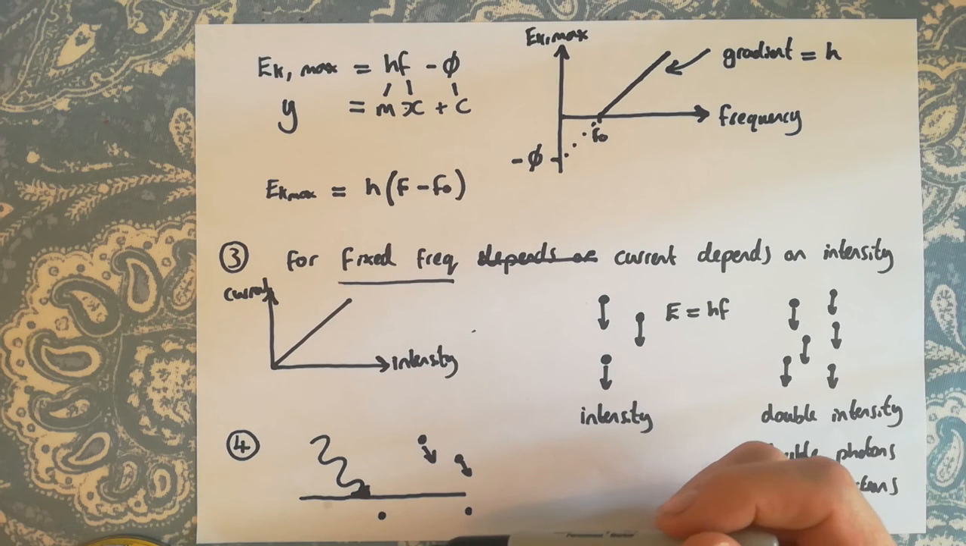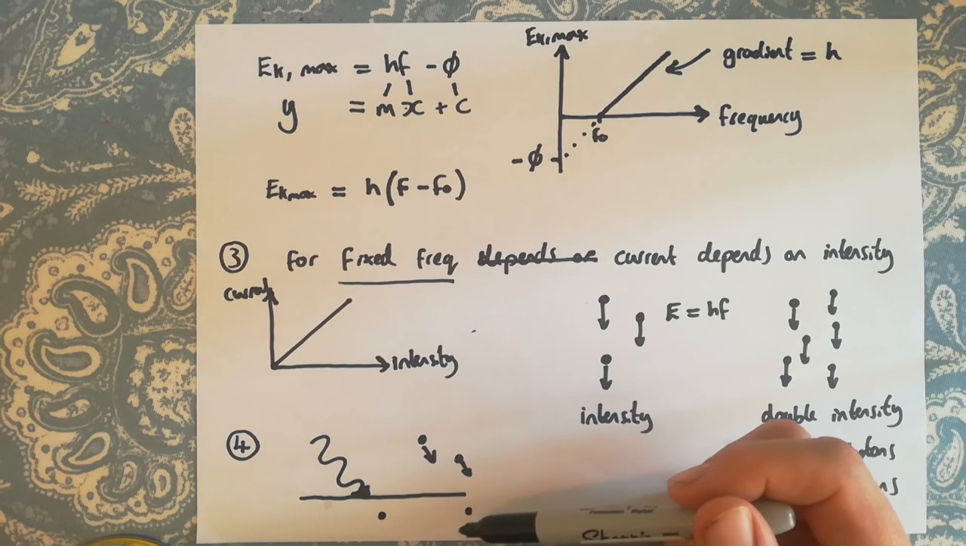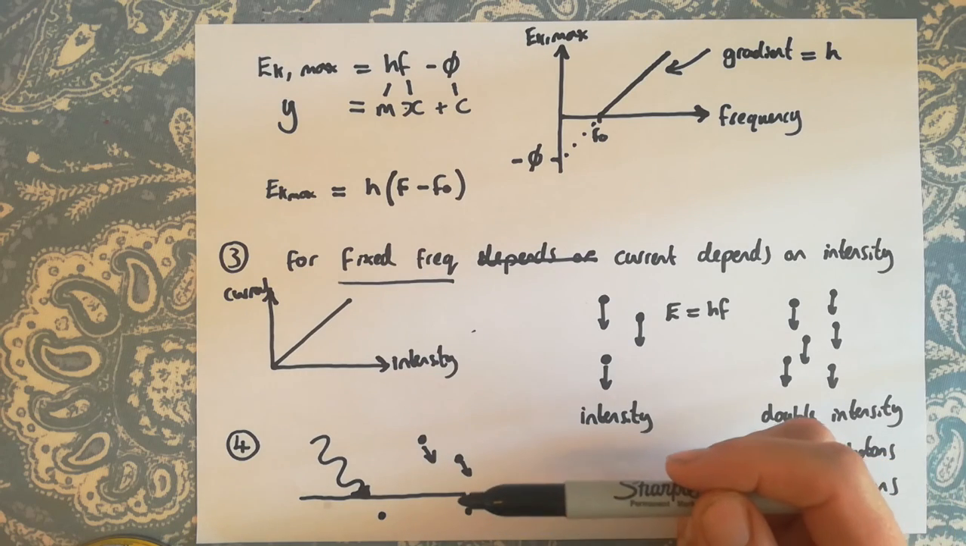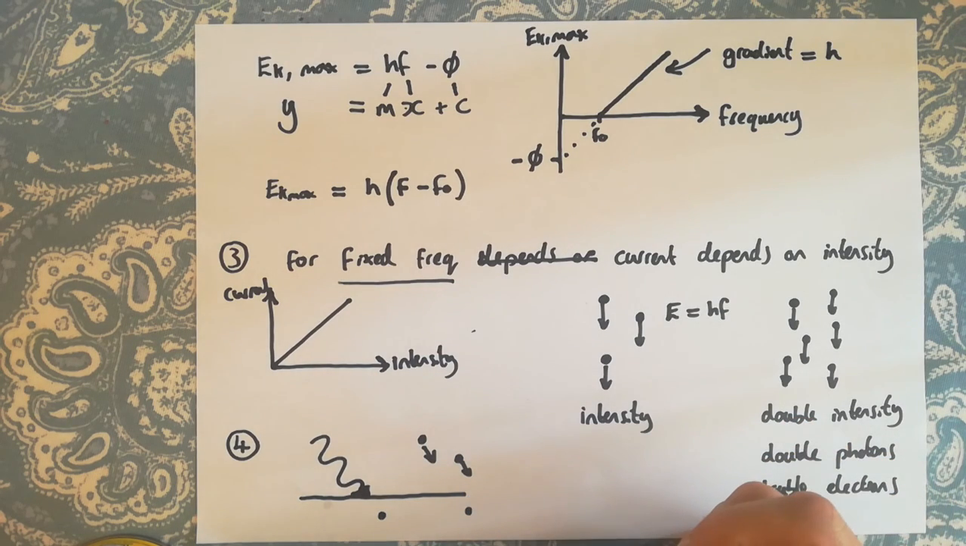So, four observations. All four of those observations can be explained by thinking about light as consisting of photons. The observations can't be explained by thinking about light behaving as a wave.